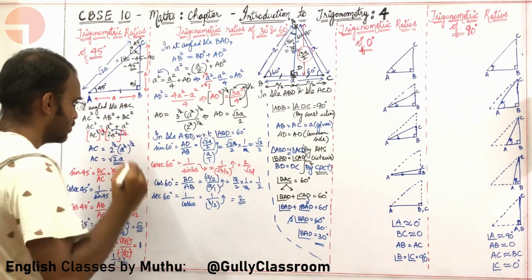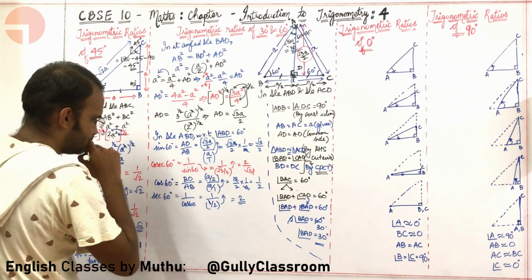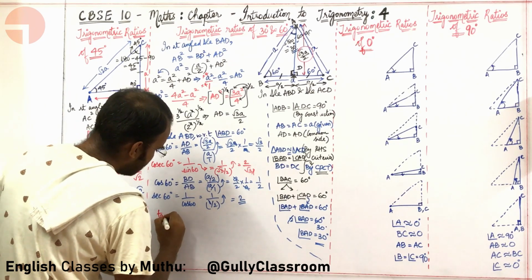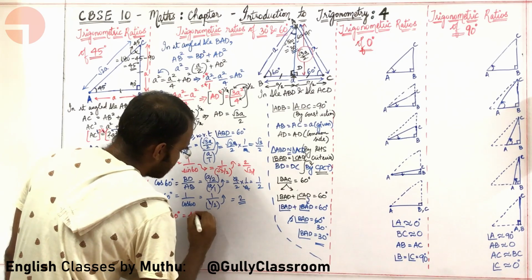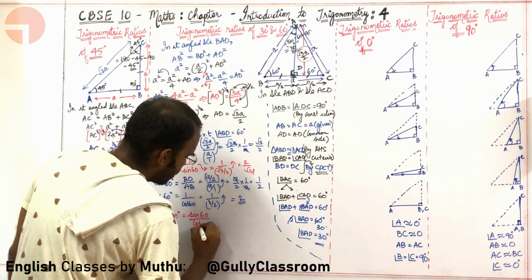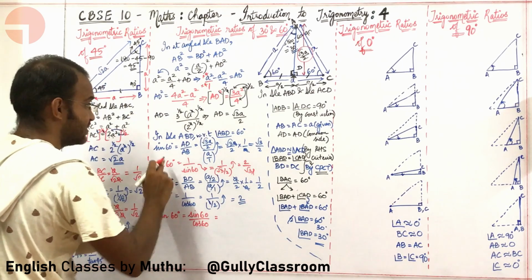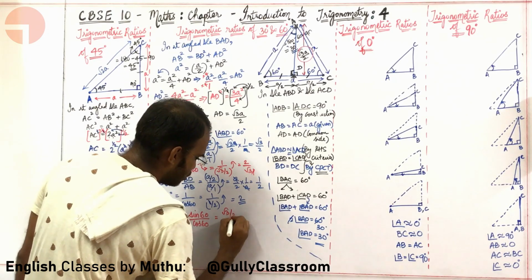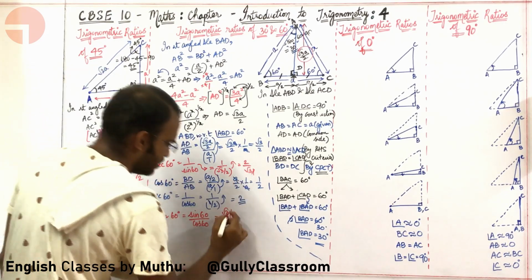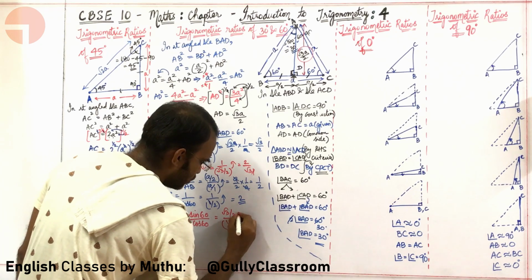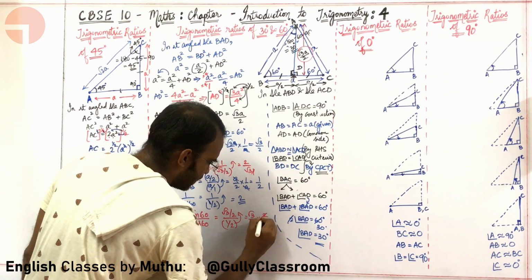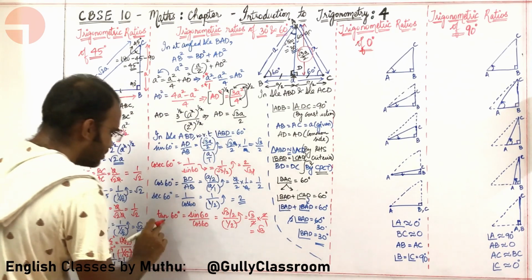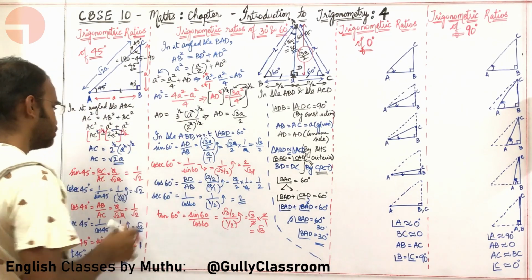Now let us find the next thing: the value of tan 60. Tan 60 is nothing but sine 60 divided by cos 60. Sine 60 is root 3 by 2. Cos 60 is 1 by 2. 1 by 2 is brought to the numerator, it will be taken reciprocal, so it becomes 2 by 1. 2 and 2 will get cancelled. The answer for tan 60 is simply root 3.